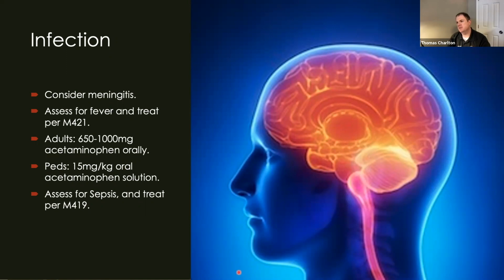Make sure to assess them for fever and treat that per M421, which for adults is 650 to 1,000 milligrams of acetaminophen, and for kids is 15 milligrams per kilogram oral solution. Assess them for sepsis and treat it per M419.